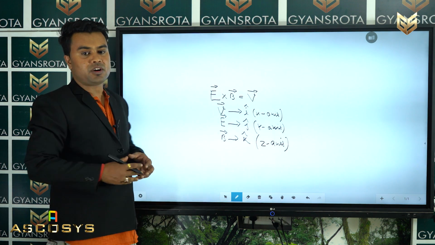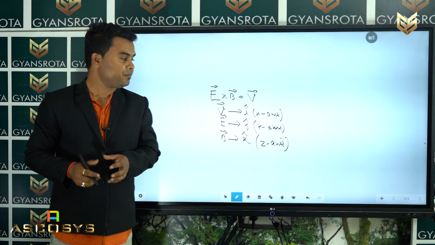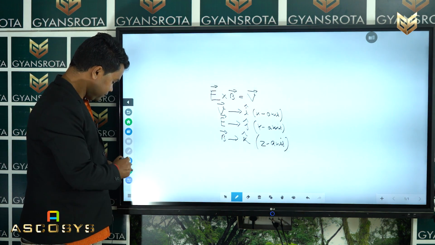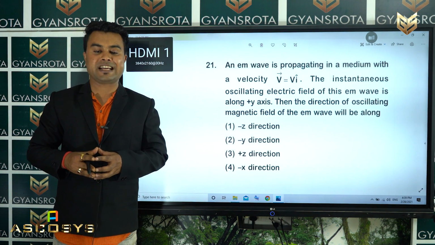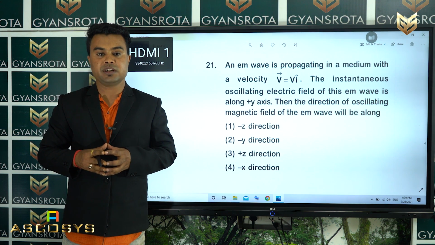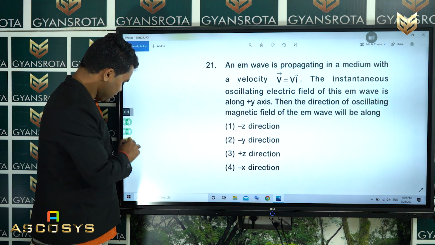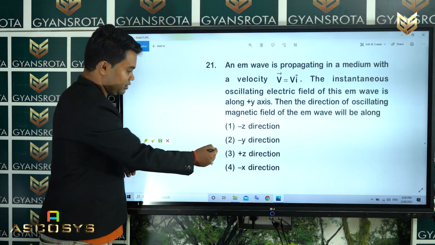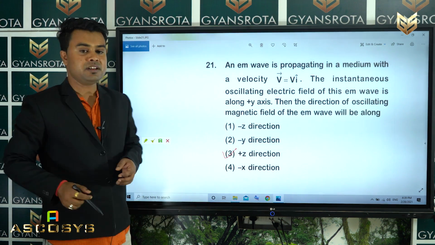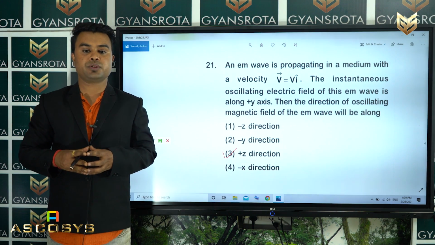So if you see the options, which one will be the correct answer? The correct answer will be along positive z-axis, that is option number 3. So option 3 is the correct answer. I can click on option 3. This is the correct answer. Fine. So this is how we can solve question number 21.